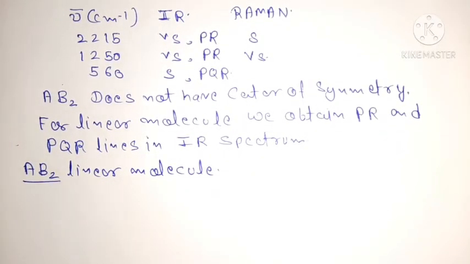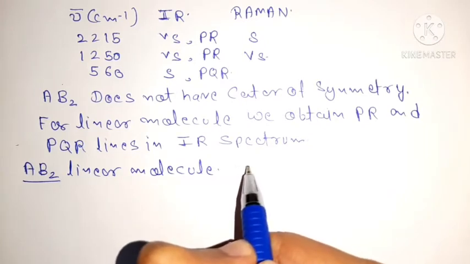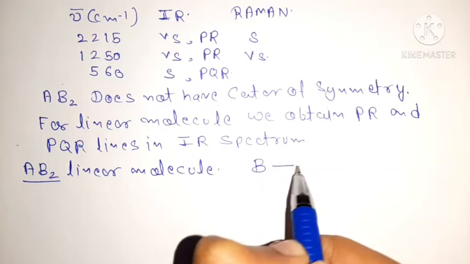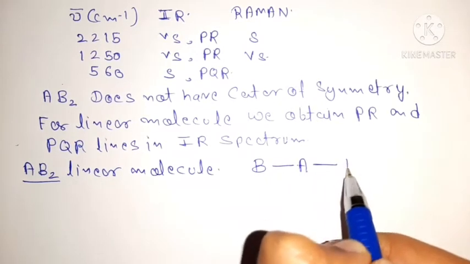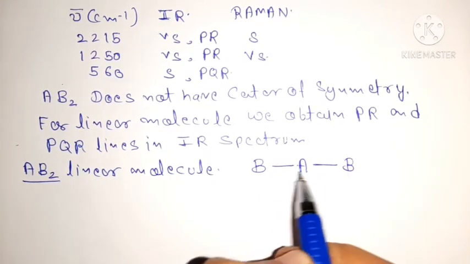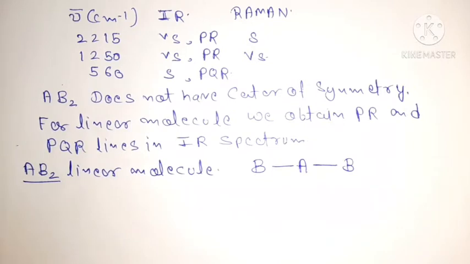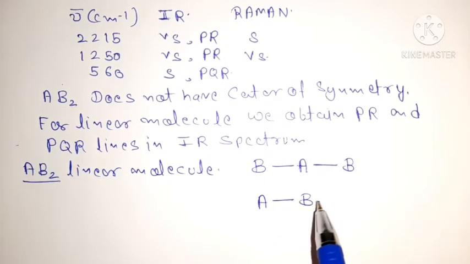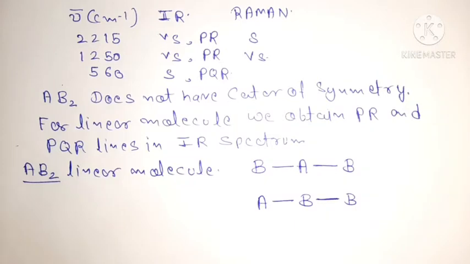Now we consider AB2 as a linear molecule. We have two possibilities. One possibility is that both B atoms will be attached to the A atom. The other possibility is that A will be attached with B, and the other B will be attached to that B. This is the first condition, and this is the second condition in case of a linear molecule.